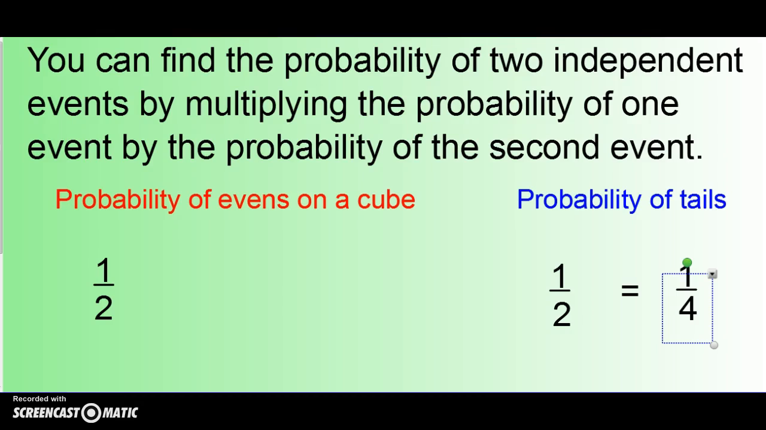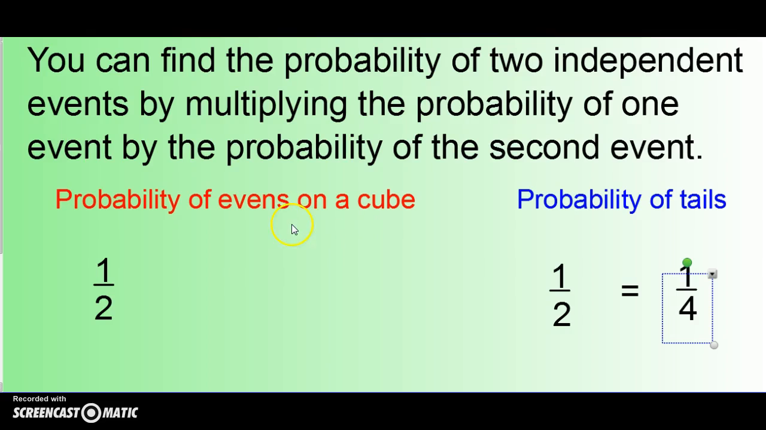All right, so you can find the probability of two independent events by multiplying the probability of one event by the probability of the second event. So notice this is an independent example because whatever you roll on a number cube, which is a dice, is not affected at all by if you get heads or tails. So it's independent because the cube cannot affect the coin toss.